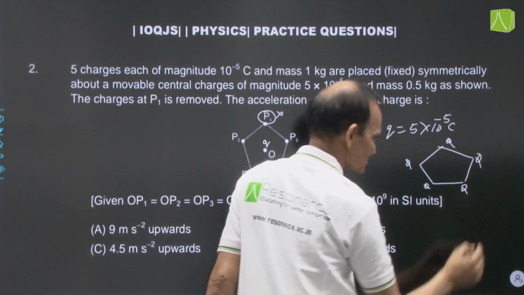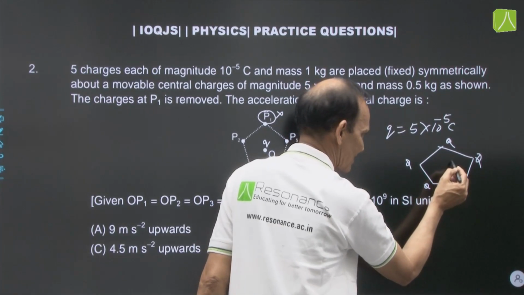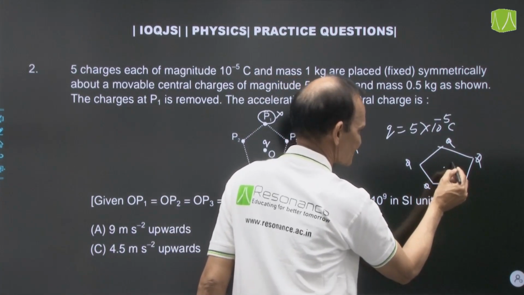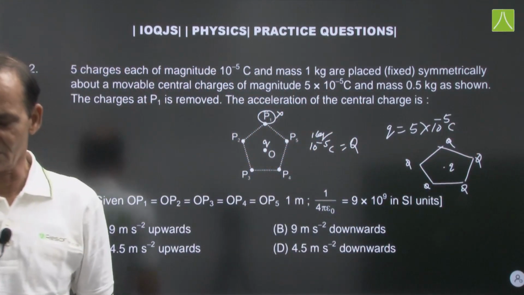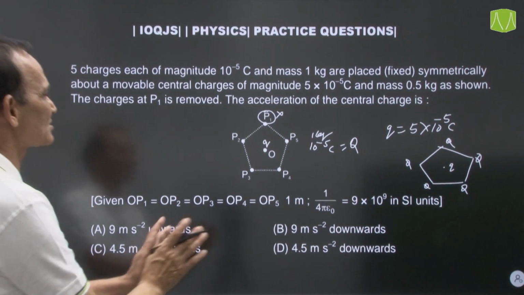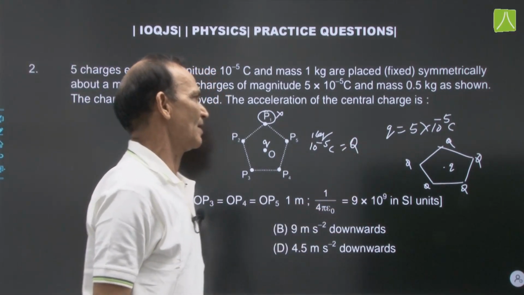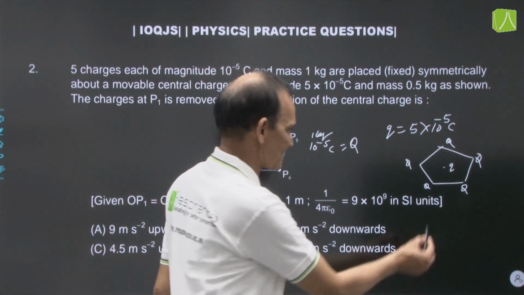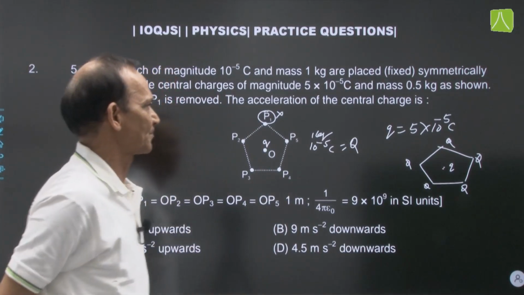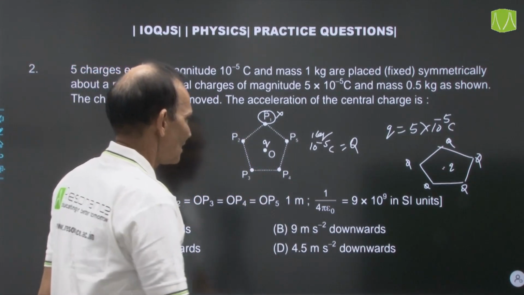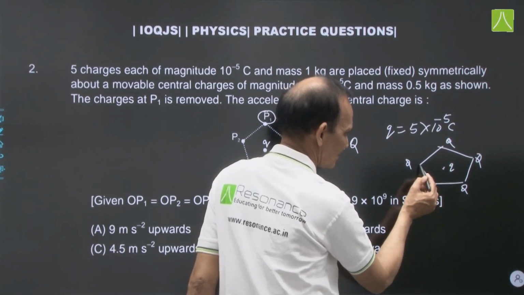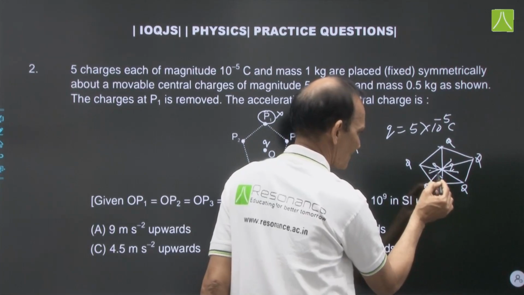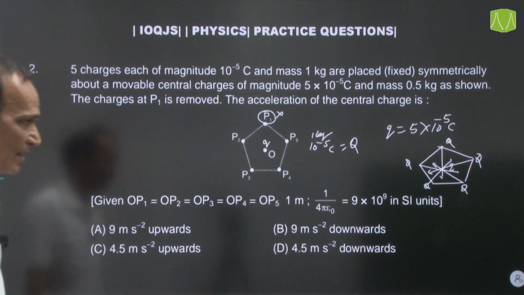If this shape is regular, then the force on the central charge will always be 0. This is the important part: if equal charges are placed at the corners of a regular polygon, then the net force on the central charge will always be 0. Now think about this question. We have to find the force in this direction, this direction, this direction. Net force will be 0. No need to calculate it.